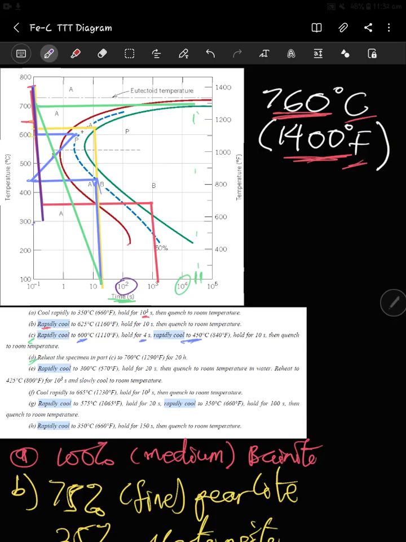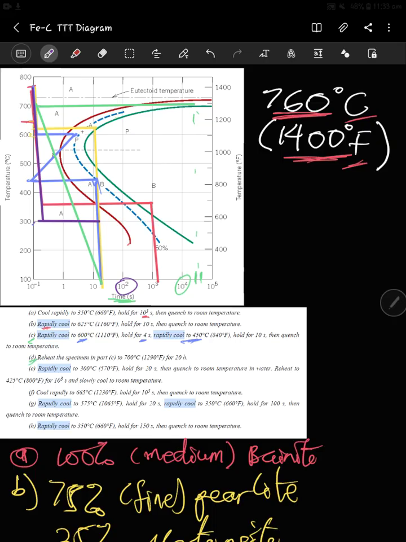20 seconds should be, if every one mark here is about 10, then 10 is here and 20 is about here. So we hold for that 20 seconds, and then we are at E. And then we quench to room temperature in water.